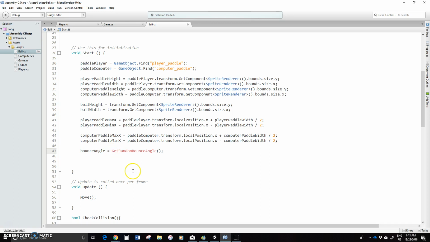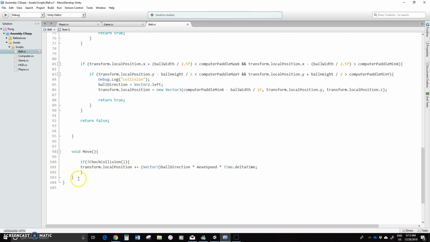So I'm just going to go down, just under the move here. It's going to have to return a value, and that value is going to be a float. So we have to get a number coming out of here. We'll call it get random bounce angle, just like we did before. And we're going to do something a little bit different here. We're going to put in two values.